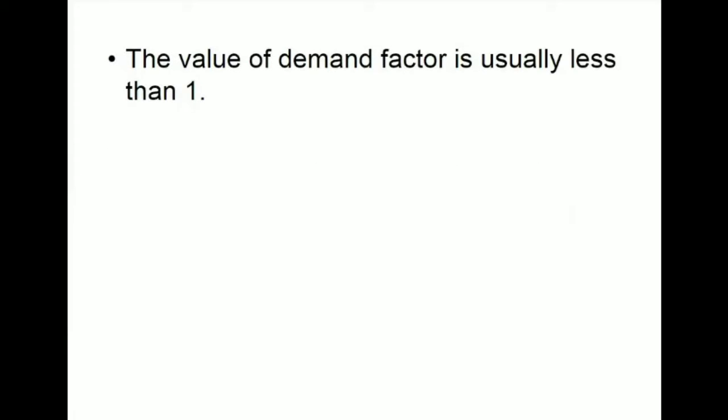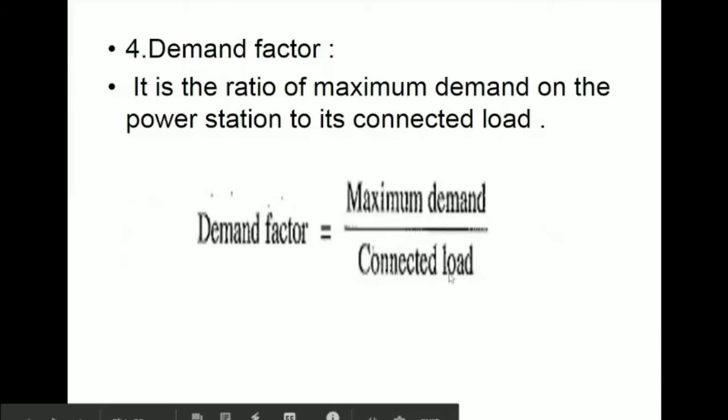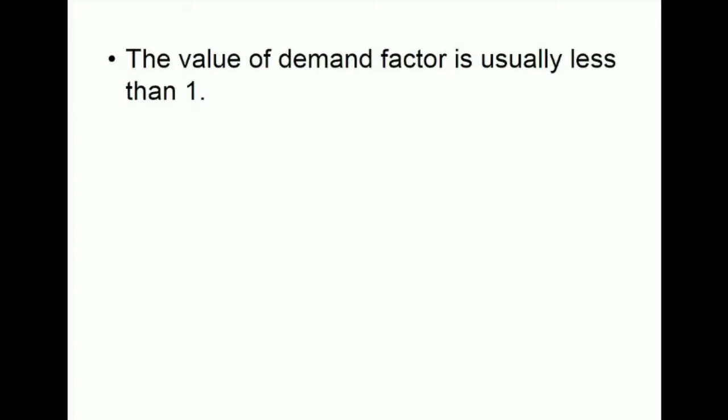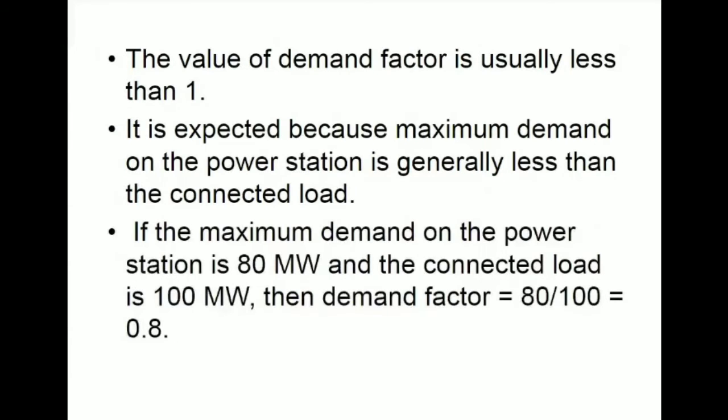The value of demand factor is usually less than 1. Demand factor we have seen, demand factor is equal to maximum demand divided by connected load. Normally this maximum demand will always be less than the connected load, so its value, demand factor, will always be less than 1. It is expected because maximum demand on the power station is generally less than the total connected load.